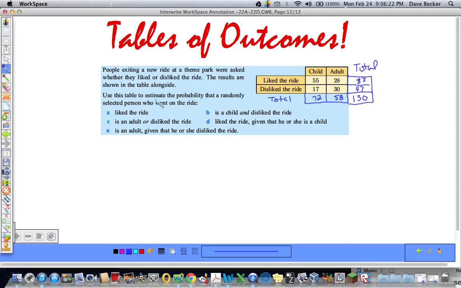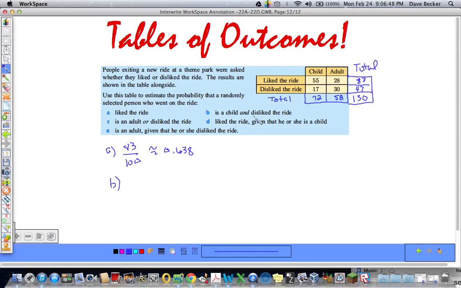Use this table to estimate the probability that a randomly selected person who went on the ride liked the ride. Well, 83 people liked the ride, and that is 83 out of 100, which is about 0.638. You don't have to do the decimal. I'm just doing it because I happen to know it.